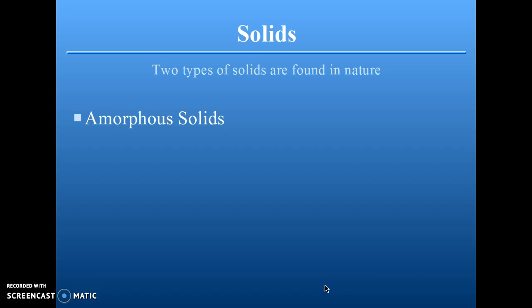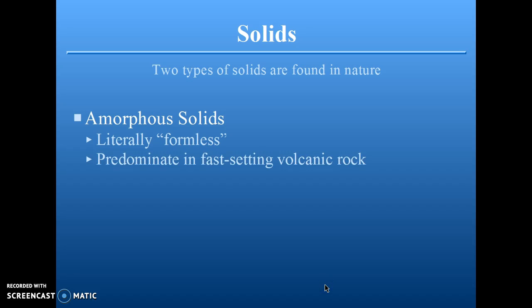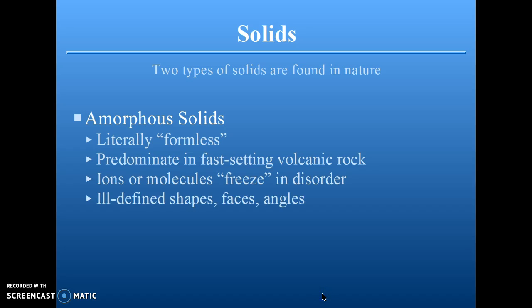The second type of solid is called an amorphous solid. Amorphous means formless. They predominate in fast-setting volcanic rocks, where the ions or molecules of the substances have frozen in a disordered position. They haven't had time to migrate into low-energy positions. You have ill-defined shapes, faces, and angles. If you melt sulfur and pour it into water so that it freezes very, very quickly, you get an amorphous type of sulfur.